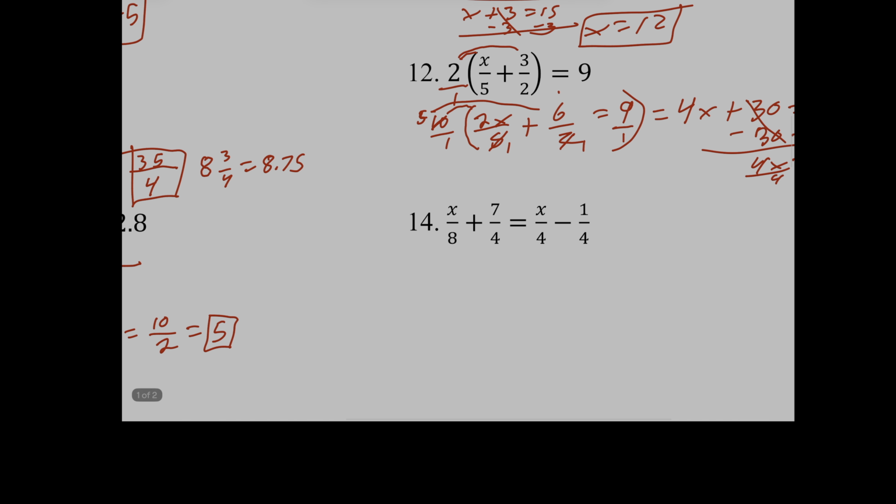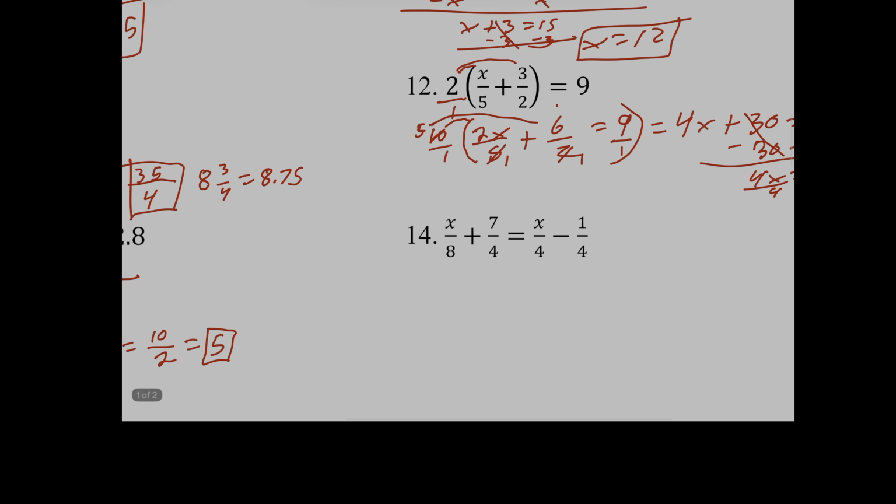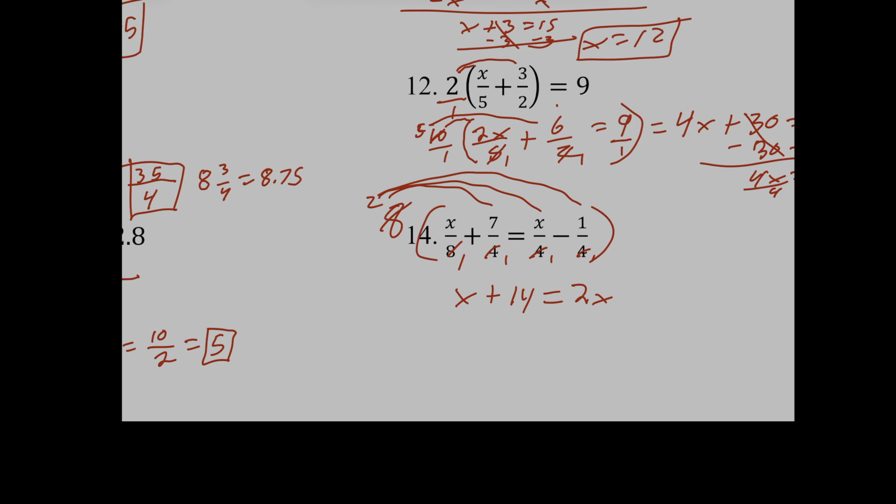Okay? So let's go over to 14. I see an 8, a 4, a 4, and a 4. Well, I know that all those numbers will go into an 8. So 1, 1, that's just going to be an x. A 1 and a 2. Can we all recognize that with these 4s, they're all going to be 1s on the bottom, and they're all going to be times 2? So that's going to be a plus 14 equals a 2x minus a 2.